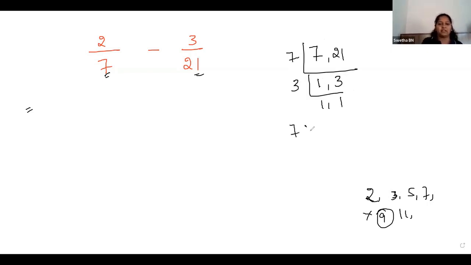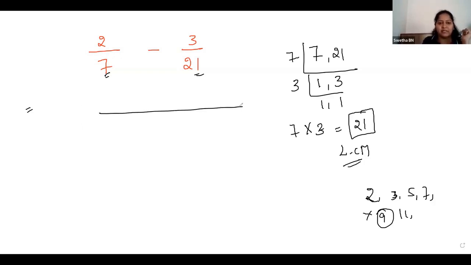So multiply the factors, children. 7 into 3 is equal to 21. What is 21 here? It is the LCM, least common multiple. So what is the first step? If you know how to do it directly, you can write it. See how I am writing here. What is the LCM? 21. So what will I do now? We have 7 in the first fraction. The denominator is 7. You have to make it 21. So how much to multiply? 7 threes are 21.